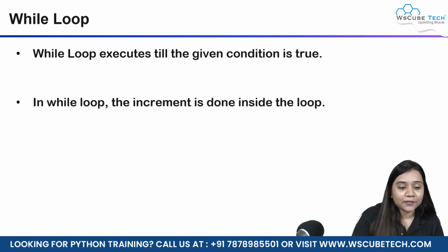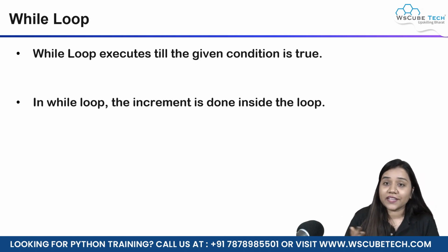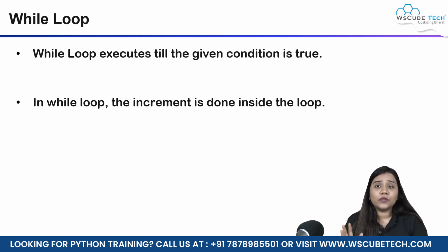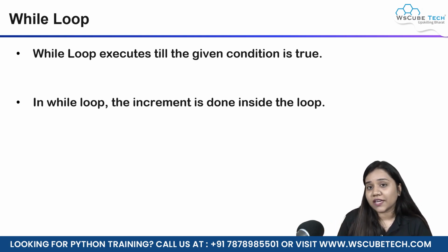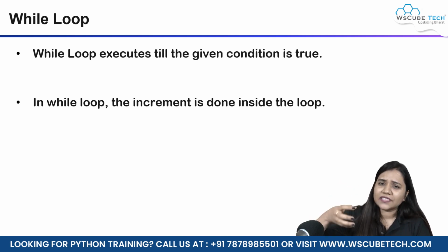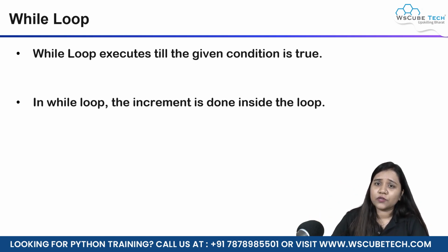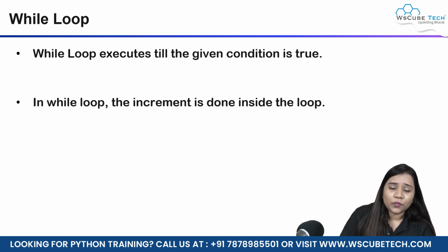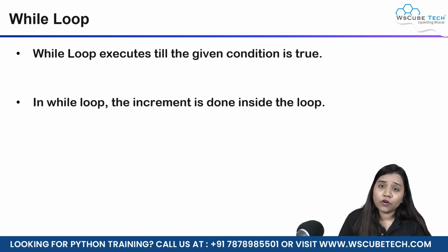The same thing happens with the while loop: whatever condition is given to the while loop, till the time that condition is true, it will keep executing and repeating it. But as soon as the condition is false, it will stop repeating. In the for loop, you notice that the increment was done outside the body of the loop, when we were writing the loop itself. Here in the while loop, it is a bit different: the increment is done inside the body of the while loop.